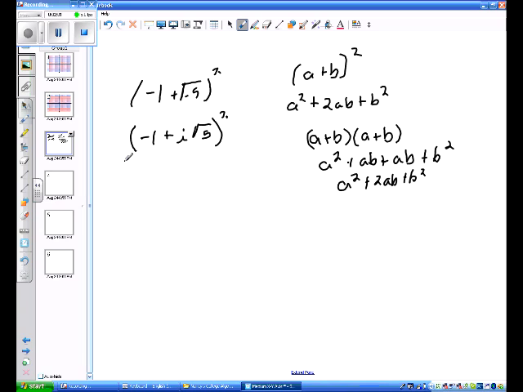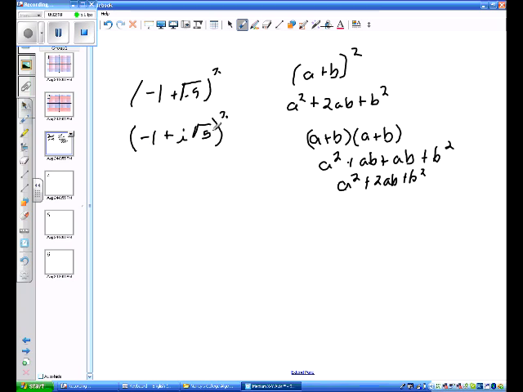So what I would say on these is do whichever one you're more comfortable with. And sometimes you may be comfortable with using the pattern on some types of binomials and maybe not on your complex numbers. So you do whatever you're comfortable with. And I'm going to go through and show it both ways.